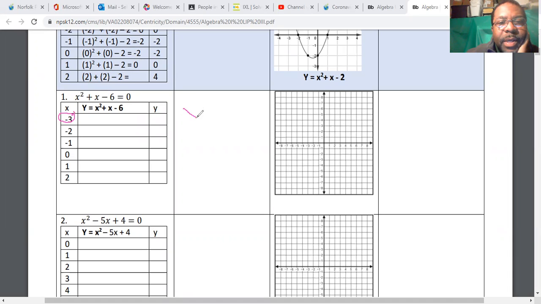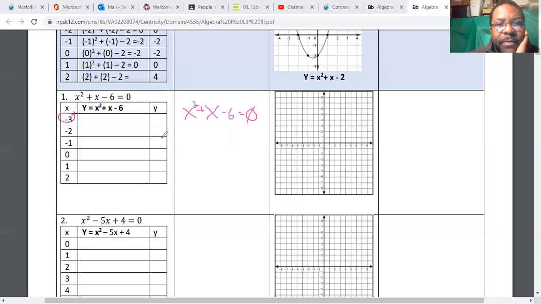So x squared plus x minus 6 equals 0. Now, what are we trying to find out? We're trying to find out what y is in these cases.